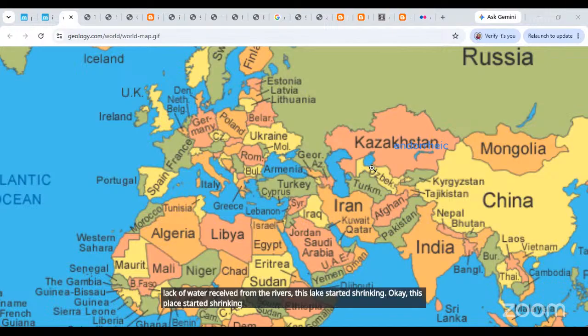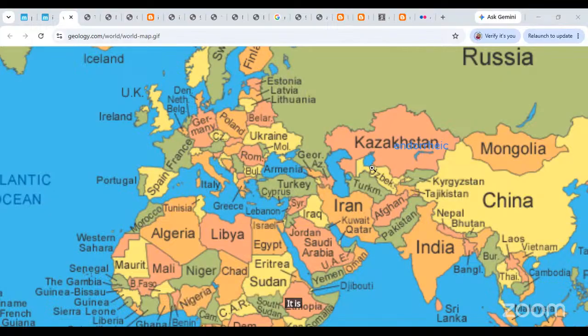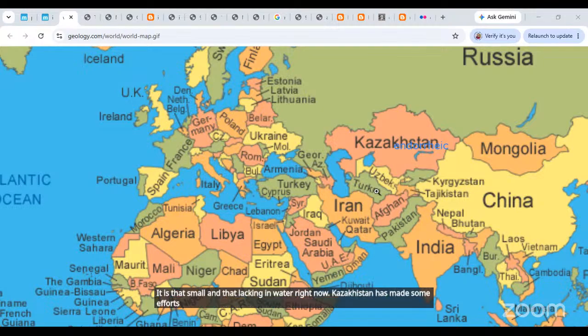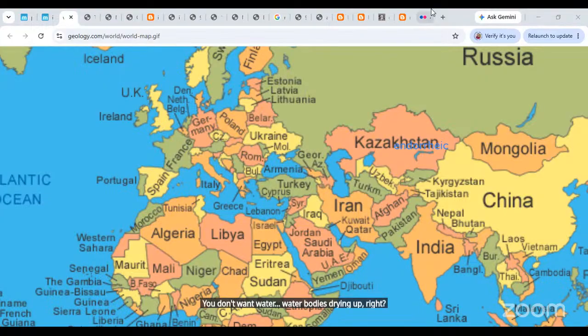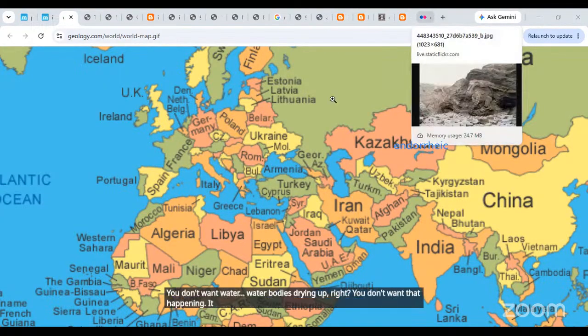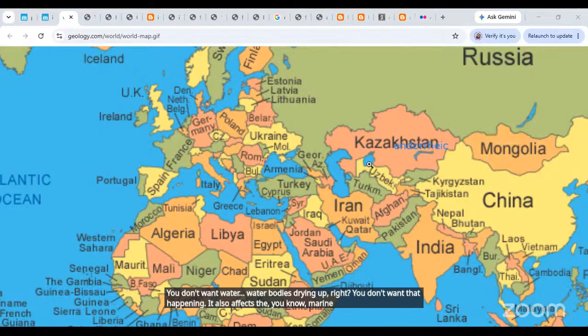It's not a lake, but the water body started shrinking, and now it is too small. You can clearly see the ocean floor, like the sea floor over there. Okay, it is that small and that lacking in water now. Kazakhstan has made some efforts to build up their end of the part, but the Uzbekistan side is still a little dryish. So this is a major environmental concern, the Aral Sea, because you don't want water bodies drying up, right? You don't want that happening. It also affects the marine life inside there, so that is also a problem.